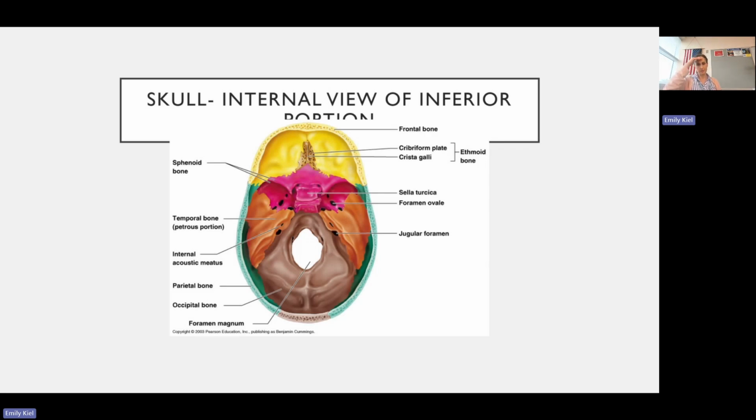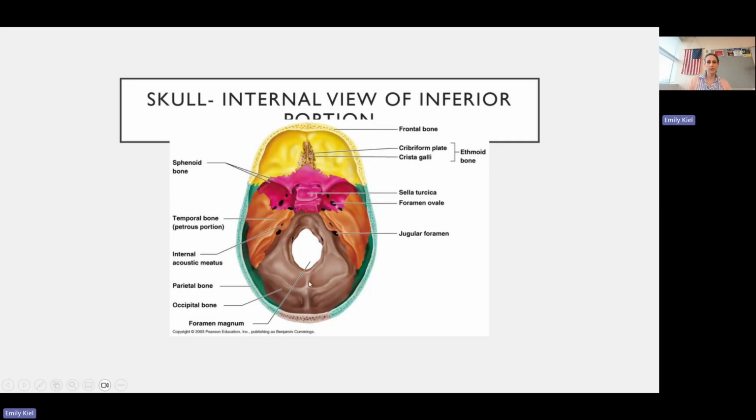And now we're looking inside. So we've taken the top of the skull off and we're looking where the brain would sit. So we've got the frontal bone. This is our sphenoid bone. Again, we've seen it in lots of the different images. Let's see, these are the temporal bones. And then here is the parietal bone and the occipital bones.